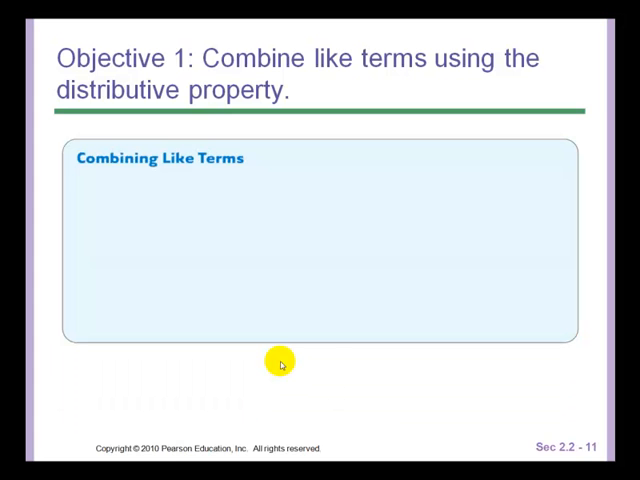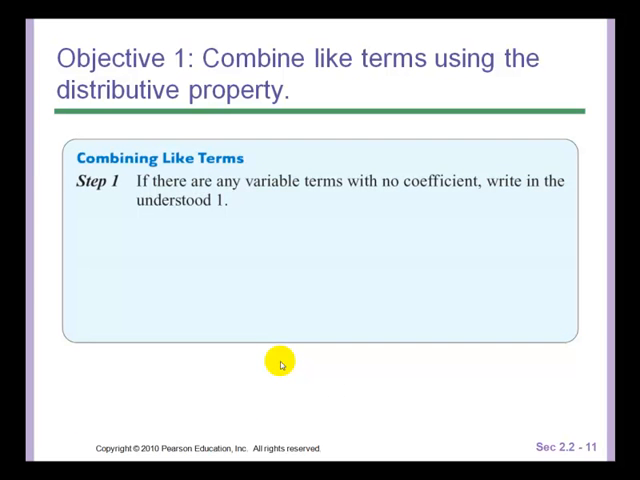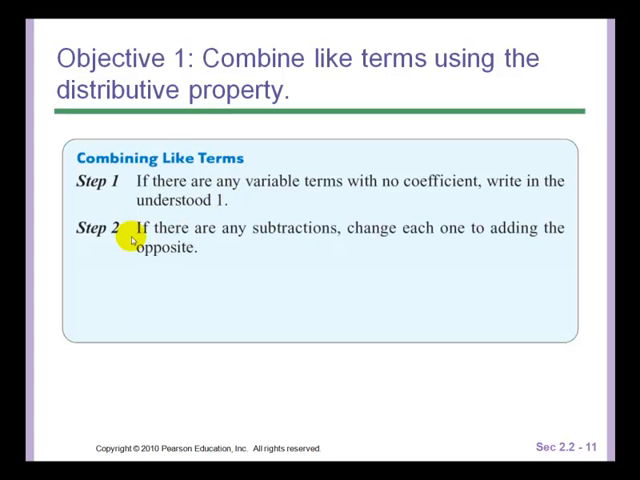Now we will go through the steps for combining like terms. First, if there are any variable terms with no coefficient, write in the understood 1. Again, some of you will need to do this and some of you will be able to do these problems without doing step 1. Step 2, if there are any subtractions, change each one to adding the opposite. Again, some of you still need to do this step, and some of you are able to complete this without doing this step. Step 3, find the like terms.